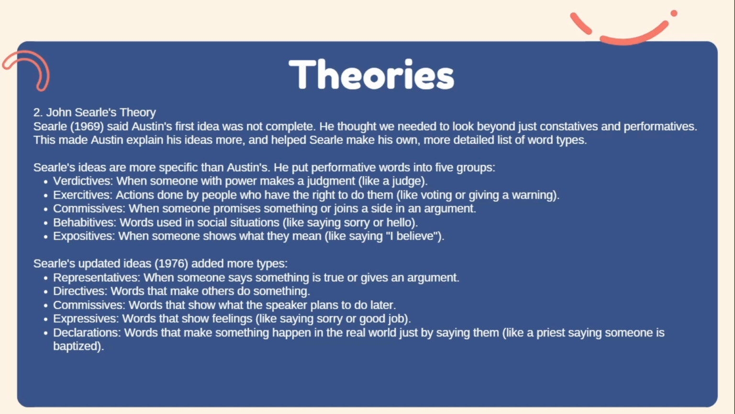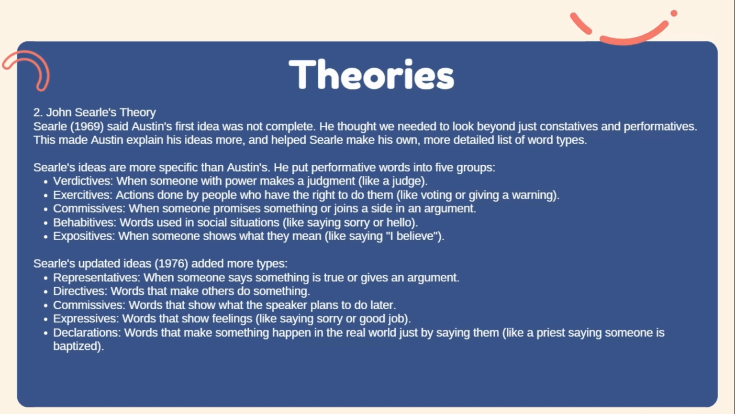Exercitive, action done by people who have the right to do them, like voting or giving a warning. Commissive, when someone promises something or joins a side in an agreement. Behabitive, words used in social situations like saying sorry or hello. Expositive, when someone shows what they mean, like saying I believe. Searle slowly updated the idea and added more types.